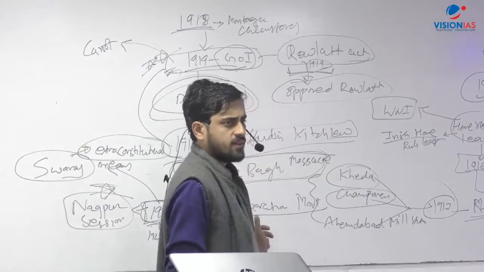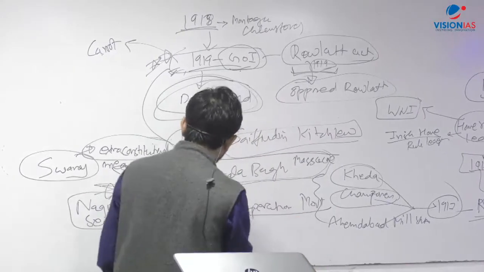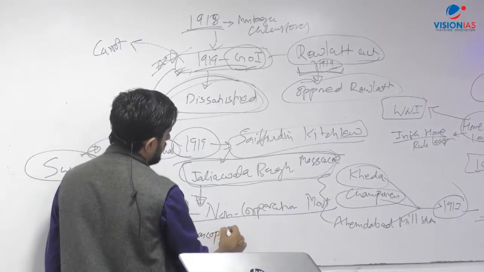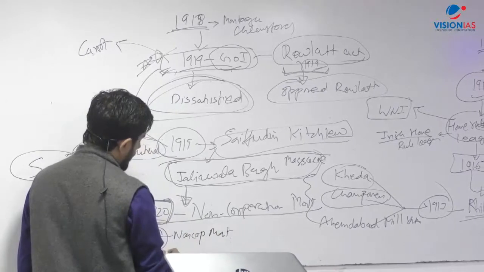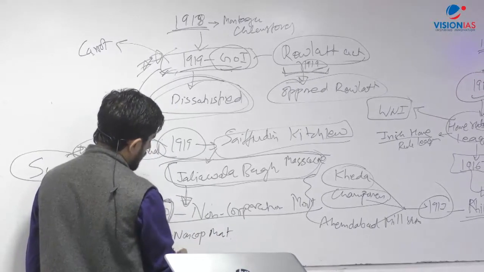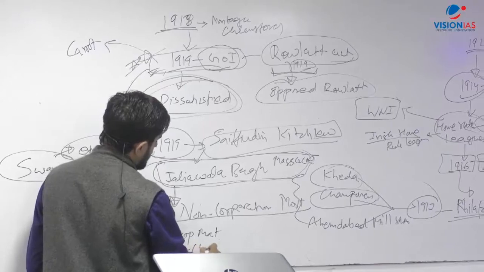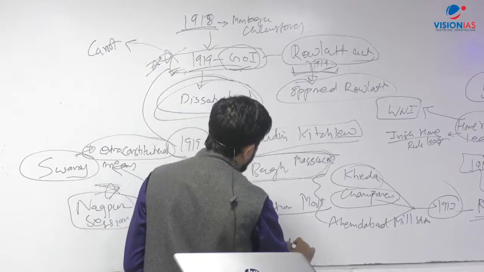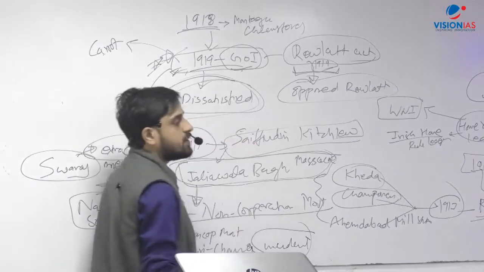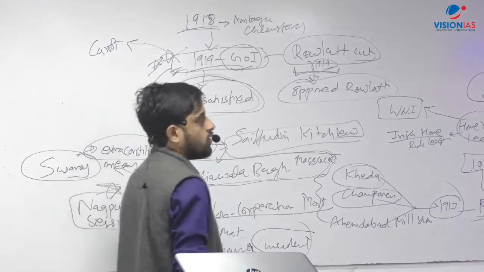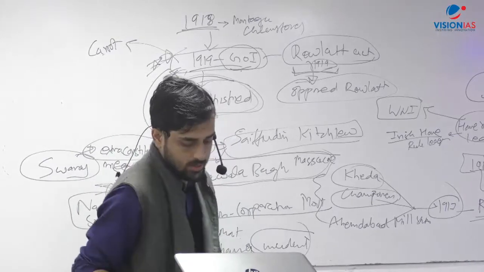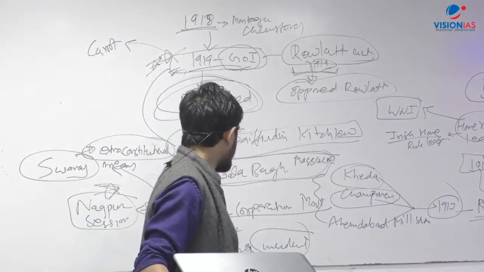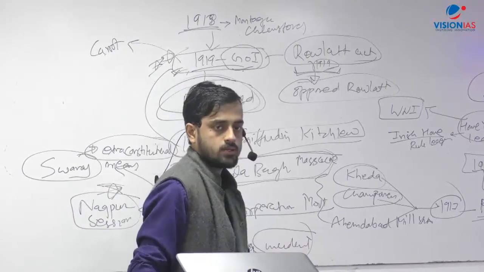Now, with this much, in 1921 the non-cooperation movement was initiated, and after this, it was terminated after the Chauri Chaura incident. Now, what was the Chauri Chaura incident? We will see all of this later. Okay. And why was the movement suspended? Also, we'll see. The Chauri Chaura incident was one of the reasons, but there were other reasons also. Okay.